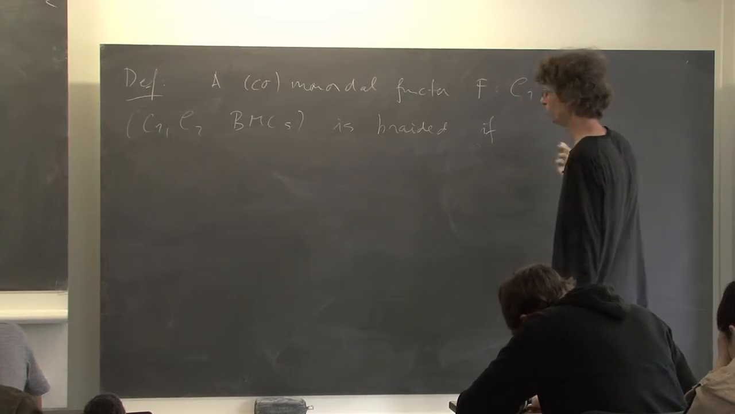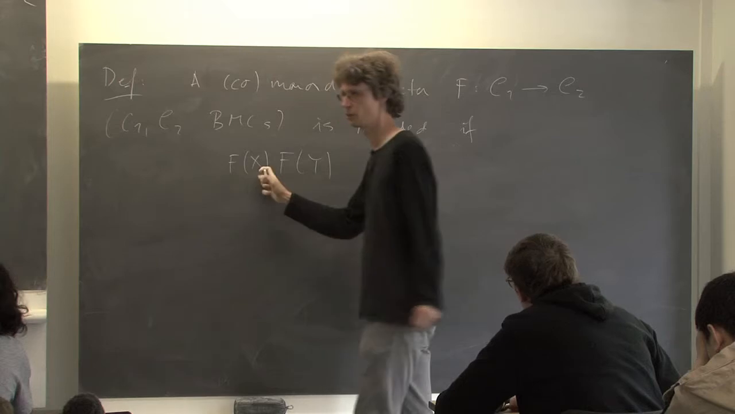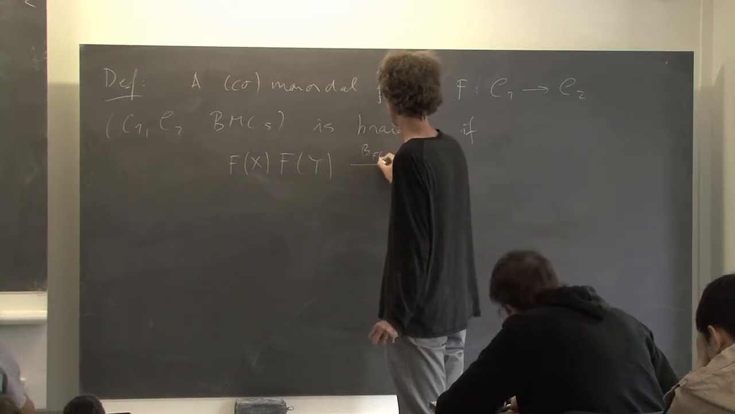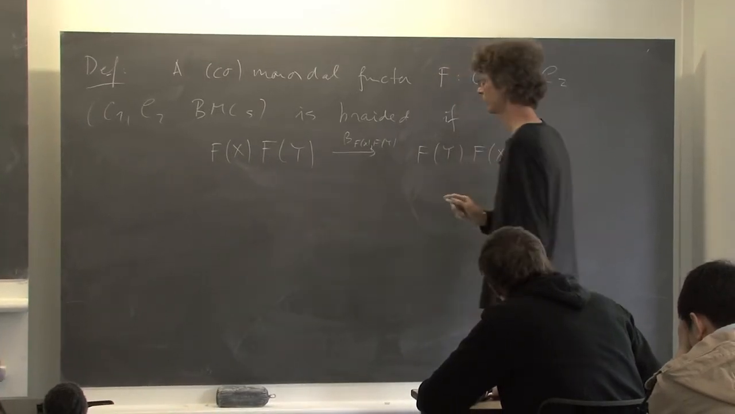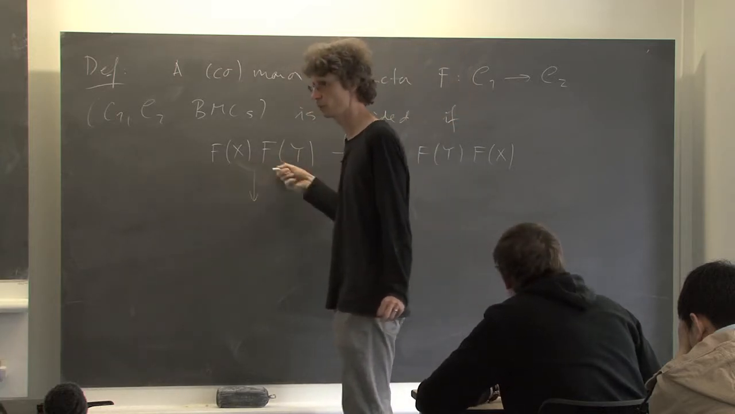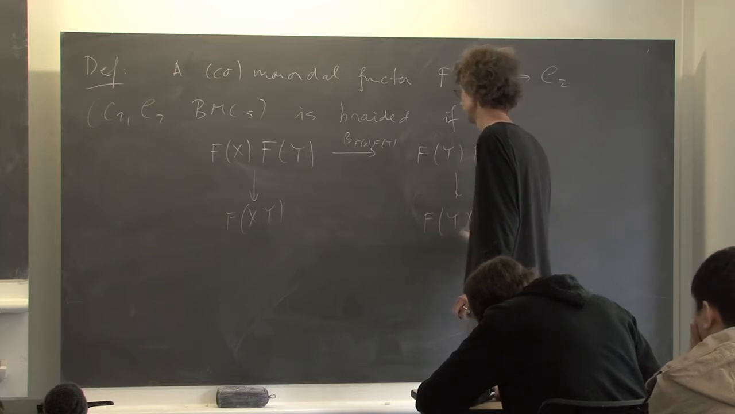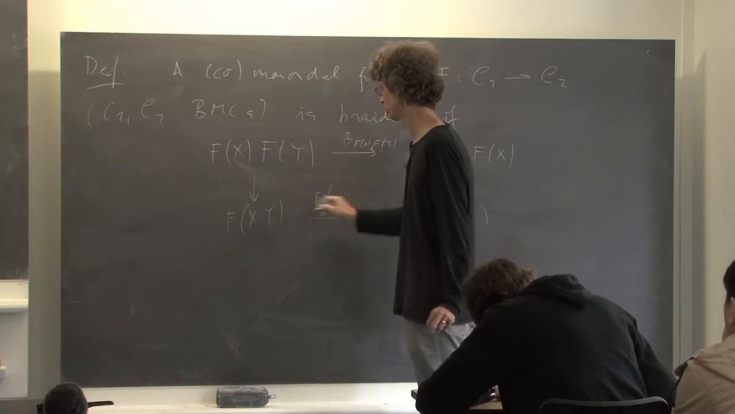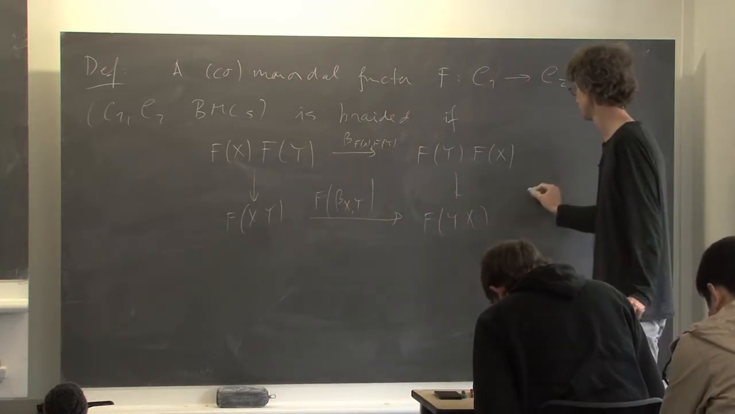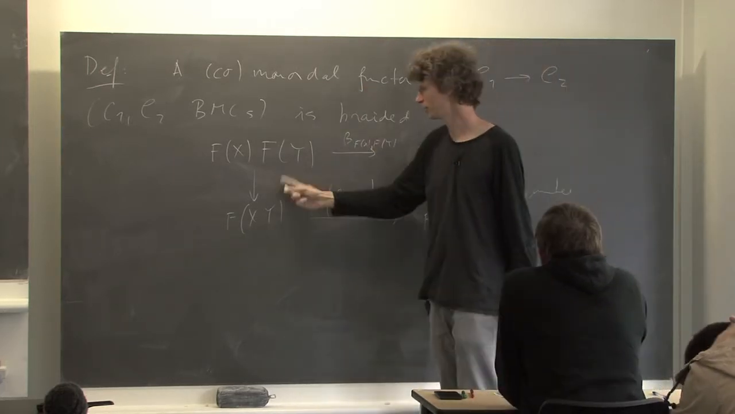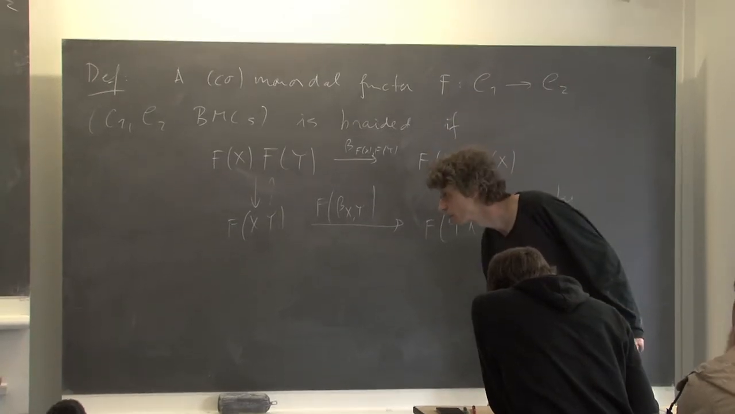Well, what commutes with braiding? There is FX tensor FY, and you can apply braiding here to get to FY tensor FX. But from here we get to F of XY, and here we get to F of YX, and the morphism here is just F applied to the braiding between X and Y. Well, this should commute. And co would just mean that there's this co direction when this commutes.